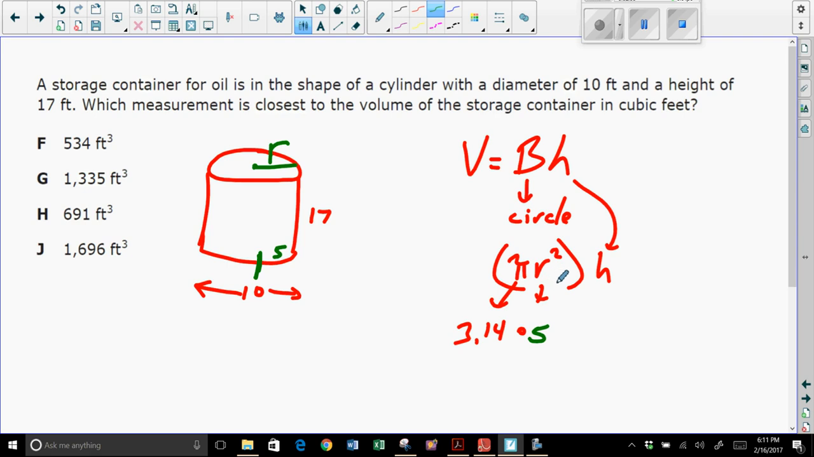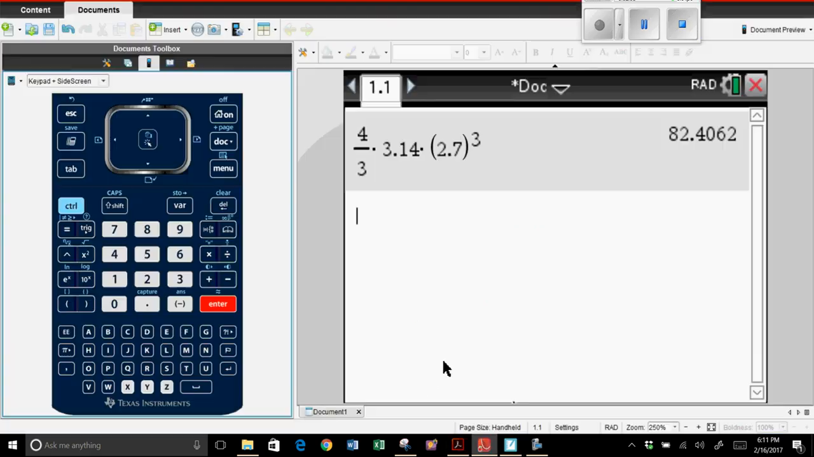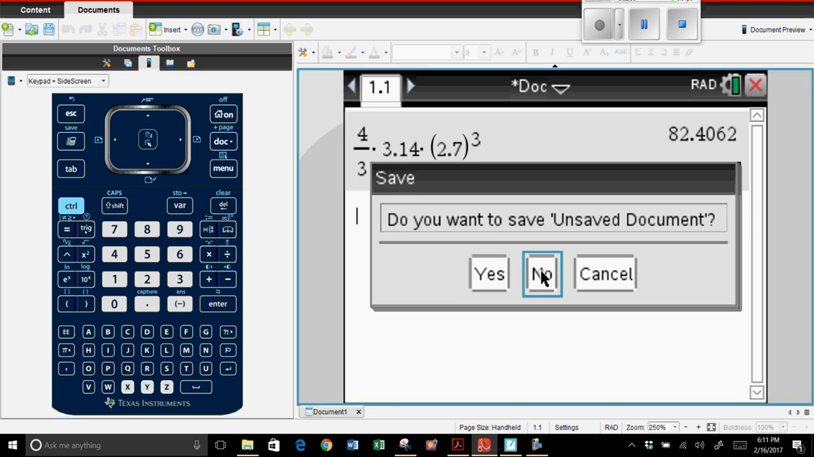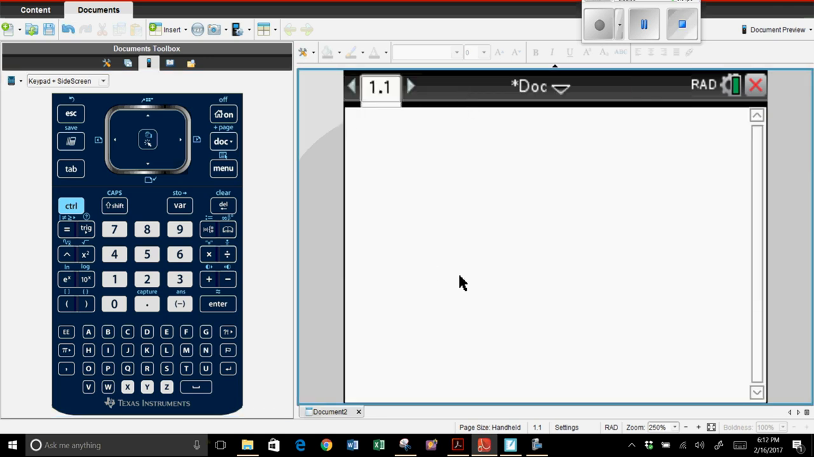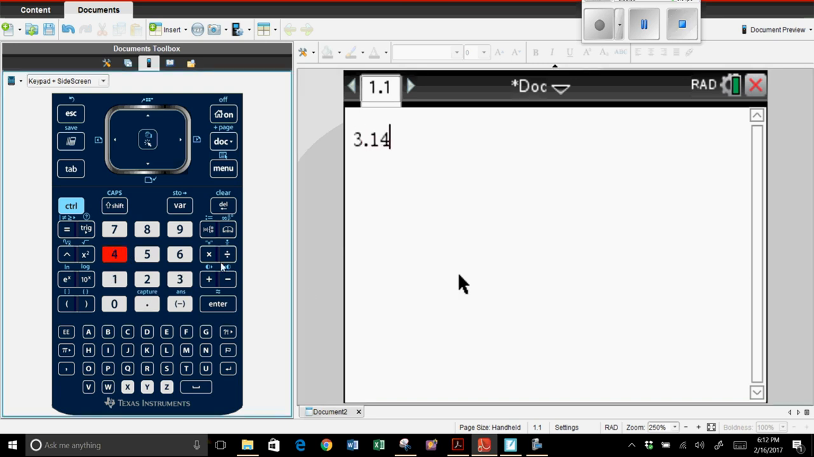I'm going to bring down my second power, and bring down my height. Height was 17. So this is the problem I'm going to work out: 3.14 times 5 to the second power times 17. Okay, now we're ready for the calculator. Let me do control new so you can start fresh. We want the regular calculator, and we just type in that problem. So it was 3.14 times 5 to the second power times 17.